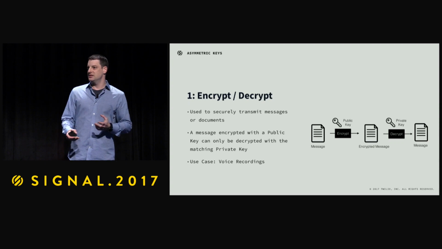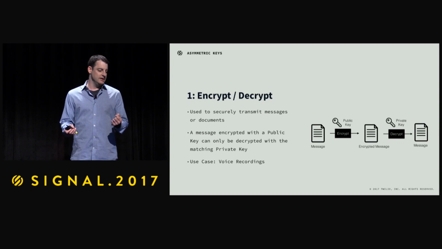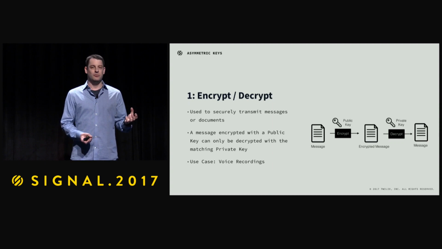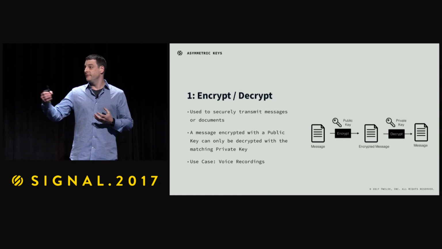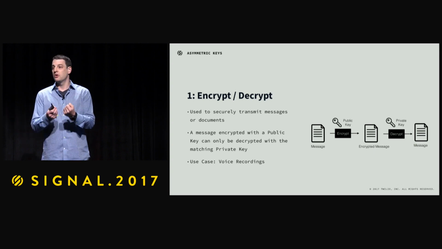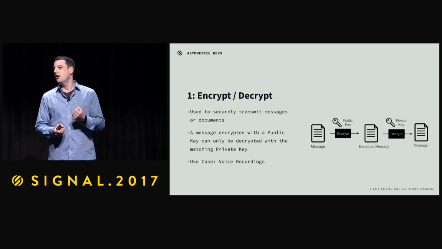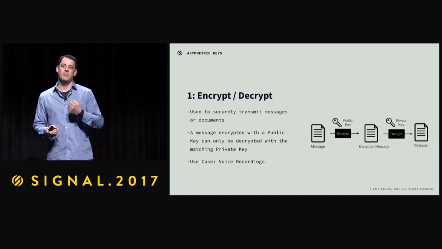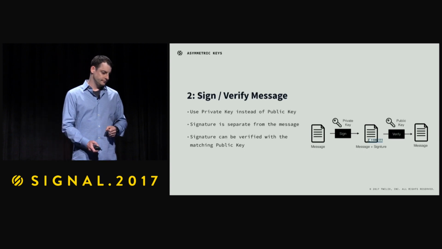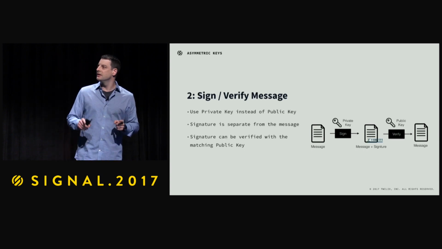One of the basic use cases of public-private keys is to encrypt the message. If you gave the key to Twilio, we could encrypt, let's say, a recording, store it for you, and only the person with the matching key can then go back and decrypt it and listen to the recording. But we're going to use it in a different way.